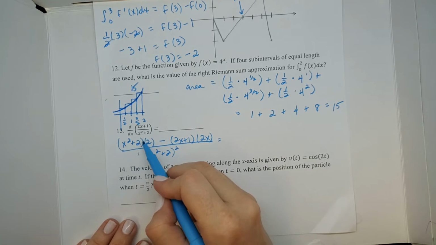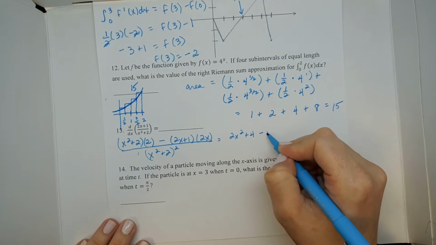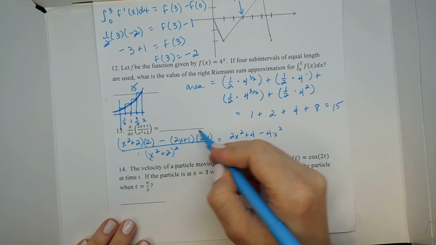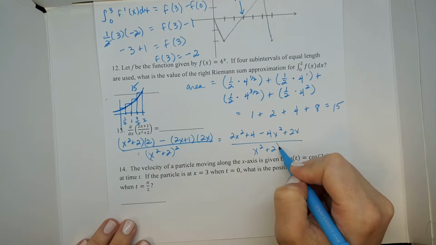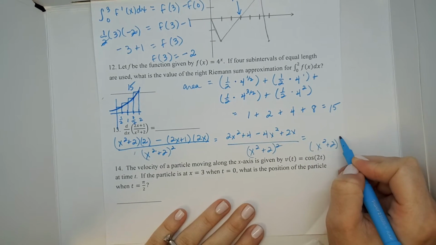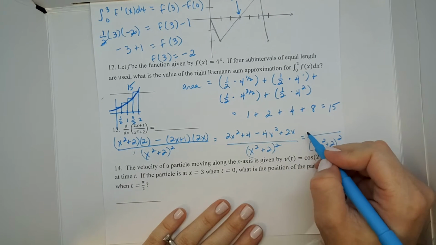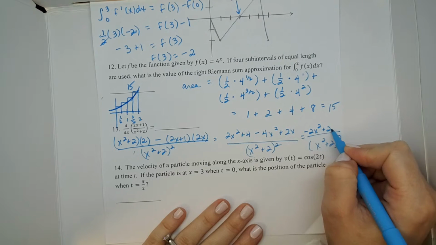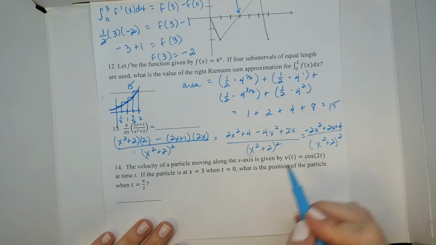Okay, now we just need to simplify a little bit. We've got 2x squared plus 4 minus 4x squared plus 2x over x squared plus 2 squared. So 2x squared minus 4x squared is negative 2x squared plus 2x plus 4. And that would be your final answer.